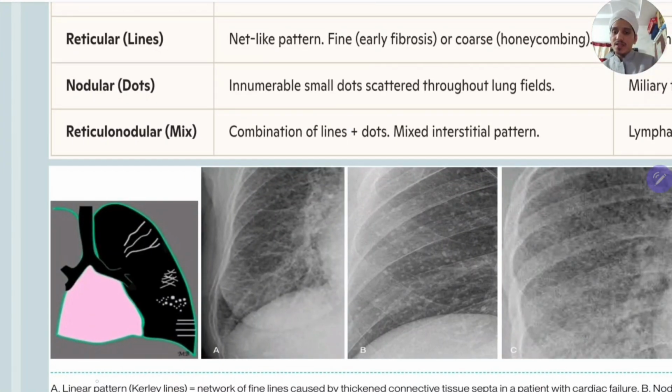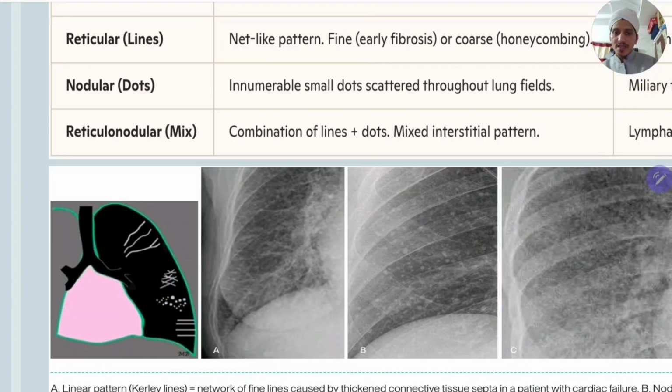Okay, this is a fine reticular pattern, this is a coarse reticular pattern, nothing but honeycombing, and this is a nodular pattern, and this is also a linear pattern. These are nothing but curly B lines, known as Kerley B lines.